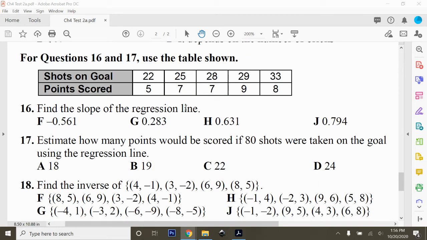For questions 16 and 17, use the table shown. Shots on goal: 22, 25, 28, 29, and 33. Points scored: 5, 7, 7, 9, and 8. Number 16, find the slope of the regression line. F, negative 0.561. G, 0.283. H, 0.631. J, 0.794.